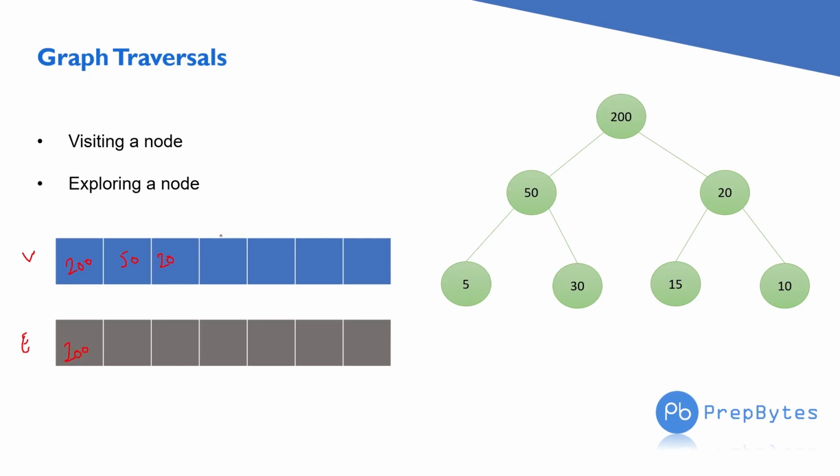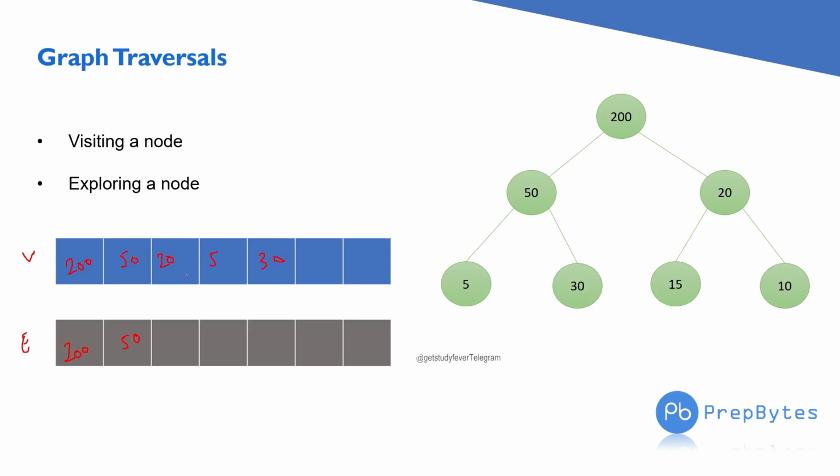For example, for 50, if I have 5 and 30 inside my visiting array, then since all the three nodes, 200, 5 and 30, are inside my visiting array, 50 is said to be explored. 20 is just visited. It is not explored yet.